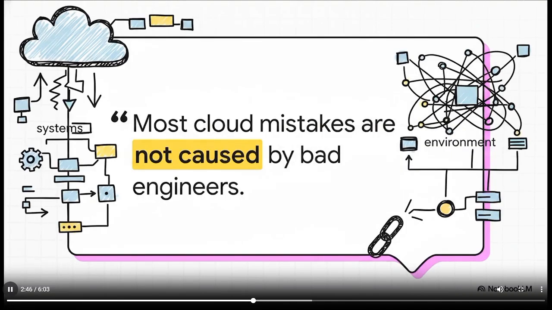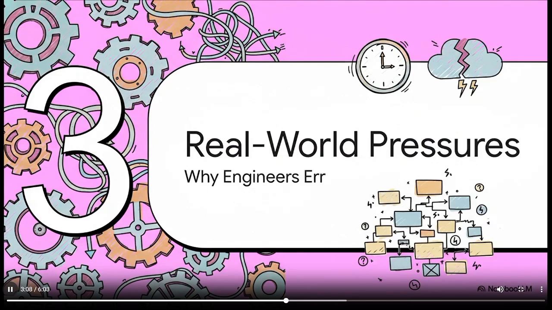Most cloud mistakes are not caused by bad engineers. Listen, if you take away absolutely anything from this explainer today, please let it be this. It is so absolutely crucial to remove the stigma here. These incidents, they aren't happening because the people building our infrastructure are careless or incompetent. Not at all. They happen because of the incredibly demanding environments they are operating in. And that leads us perfectly into Section 3, real-world pressures.